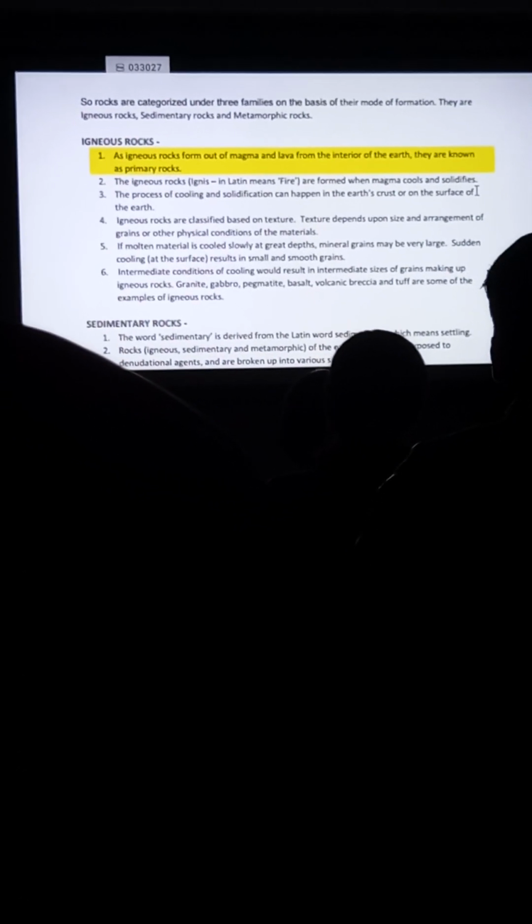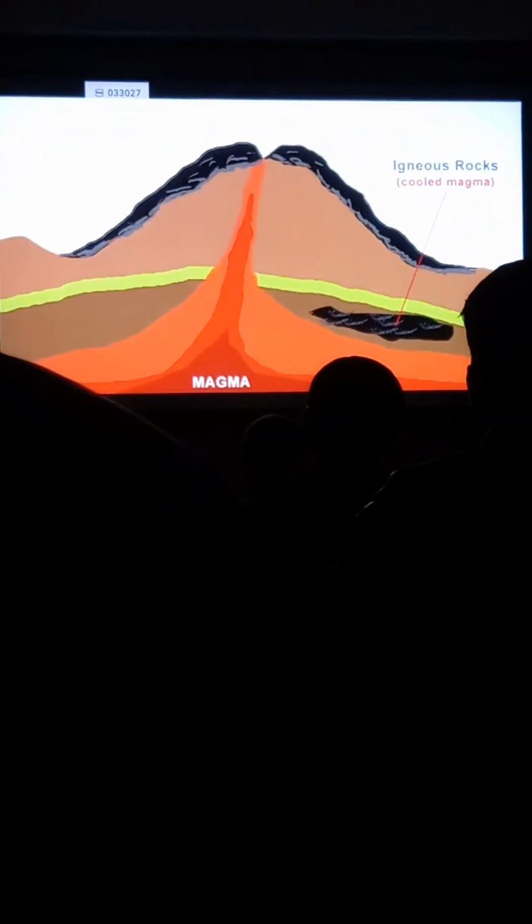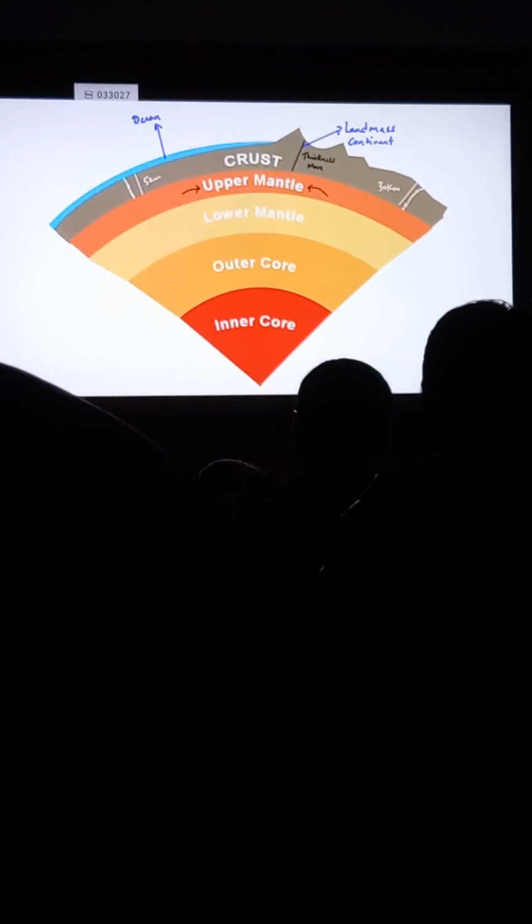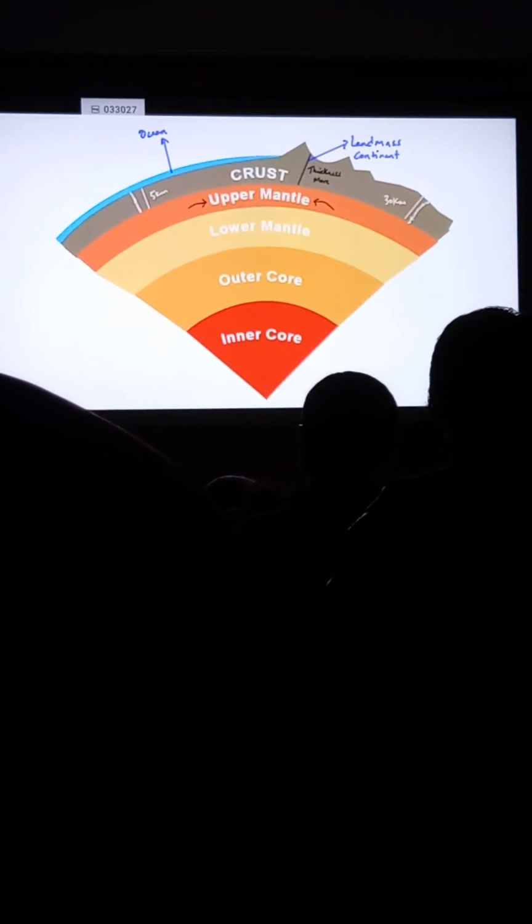Now, igneous rocks are formed out of magma and lava from the interior of the earth. So magma is also called molten rock, and it is found in the mantle of the earth. If you remember this pic showing the different layers of earth, mantle is filled with magma, and when magma comes out of the surface, it cools down and becomes solid. That's how the igneous rocks are born.